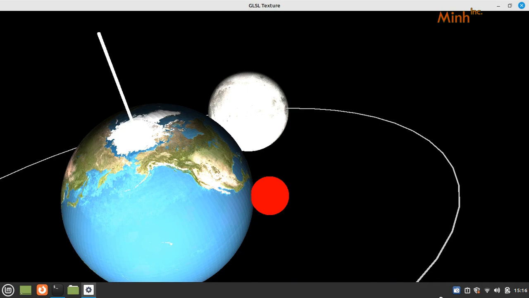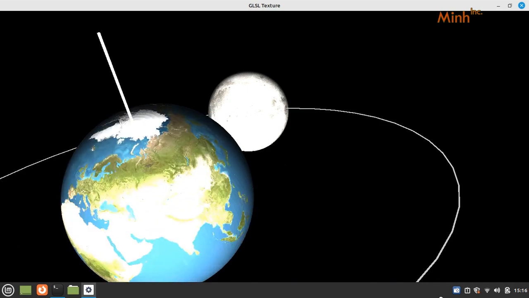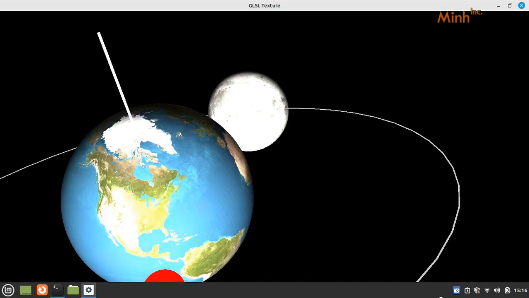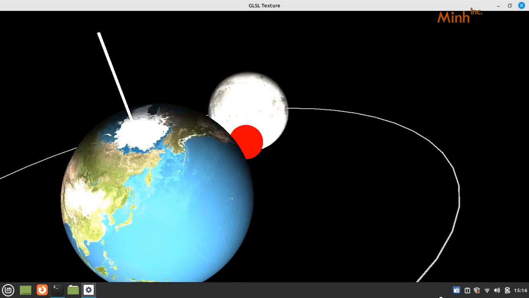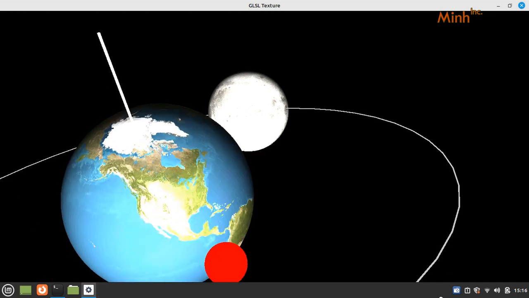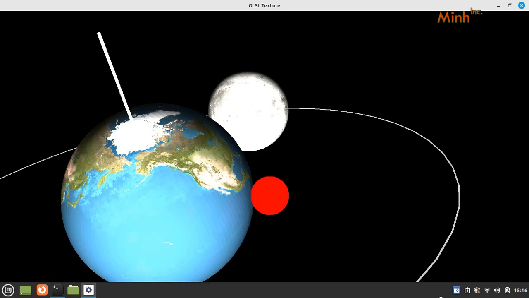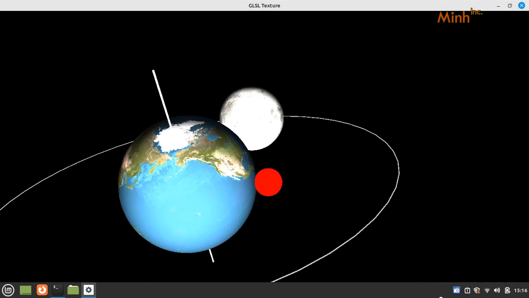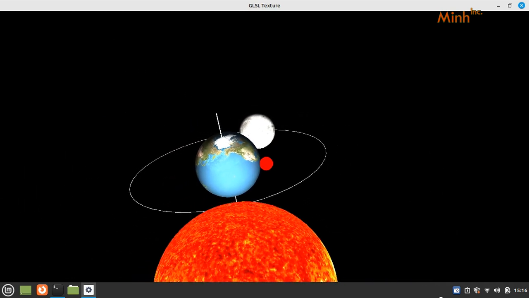Okay, now if earth rotates, full moon, full night, he is able to see the moon. And so this is how it happens. Okay, we'll show no moon, when the moon is not there.